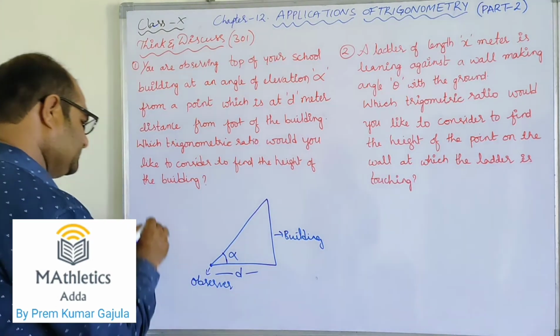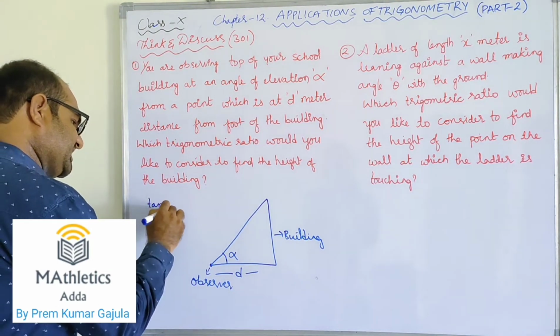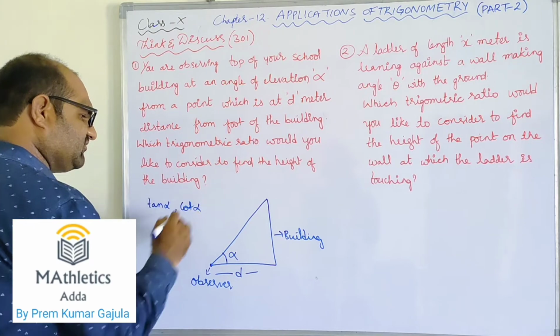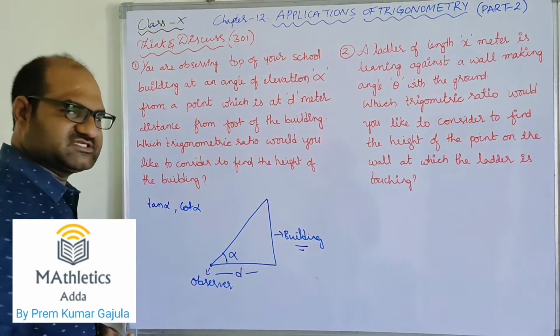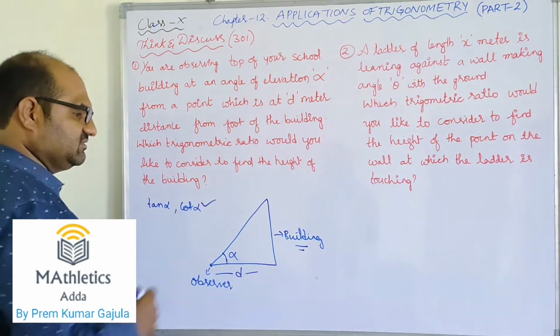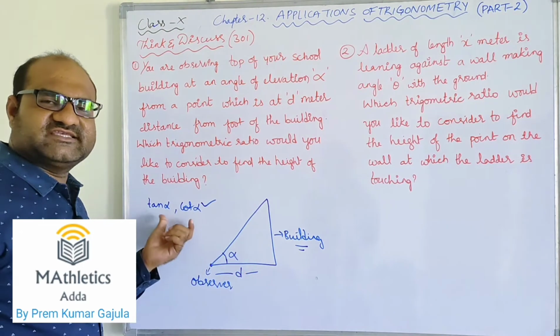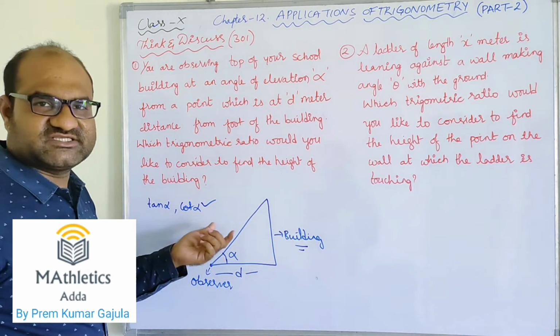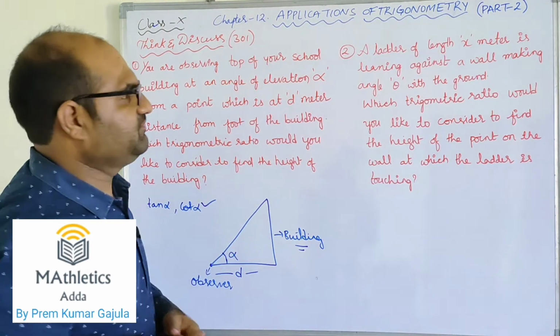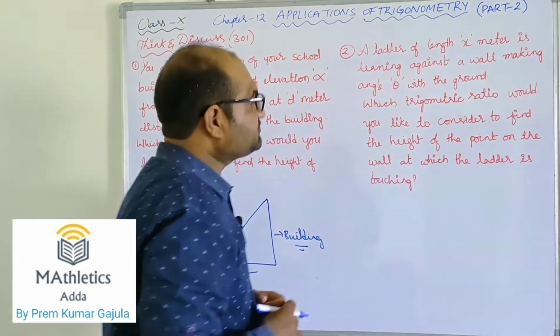So we can apply tan theta, that is tan alpha, or cot alpha to find out the height of the building. That is simple. By looking at the diagram only we can decide, otherwise we cannot. So diagram construction is very important in this chapter. Now let us look at the second question.